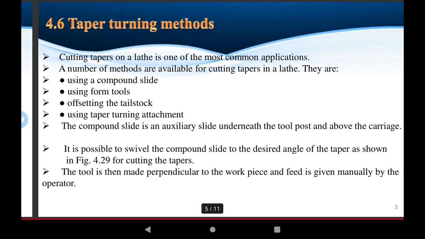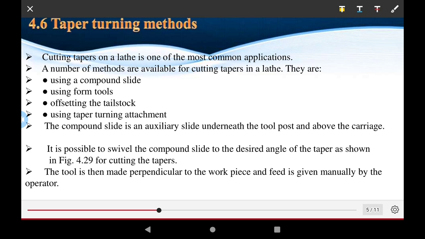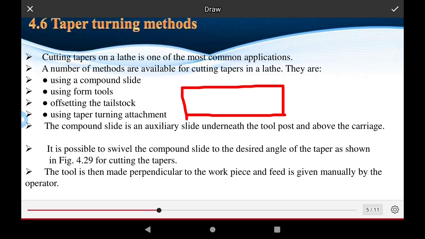This is the boring operation used in the lathe machine, and the taper turning method is used in the operation. This is the workpiece with the same diameter throughout, and this is the workpiece tapered, with the diameter increasing along the width of the job.